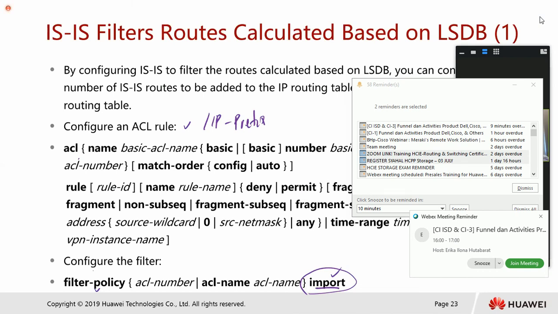So far okay. This filtering is calculated based on the LSDB. You can only do the filter policy import. Whichever you filtered already, it means that I will not do the calculation based on what you send to me. Is that right? ISIS filter on the LSDB: only import can be done, no export.